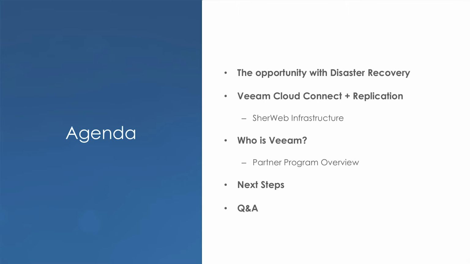So the content today of this presentation, first we'll talk about the opportunity for you as a SherWeb partner to make money with disaster recovery. Then we'll talk about what is Veeam Cloud Connect and Replication. I'll give you a bit of information about the SherWeb infrastructure. The reason that we go into that particular subject is because our Veeam Cloud Connect offering is built on top of our SherWeb Performance Cloud Infrastructure as a Service. Then I'll pass the mic over to the fine folks from Veeam, and they'll talk about who is Veeam and their partner program, which should be of interest to you as well. We'll talk about a couple of next steps, and then we'll get to question and answers.